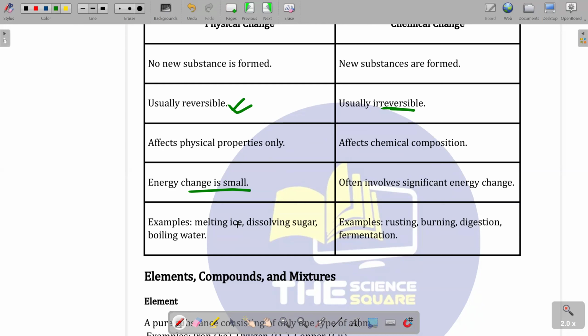Examples of physical change: we have melting, dissolving sugar in water, even boiling water. They are all physical change.